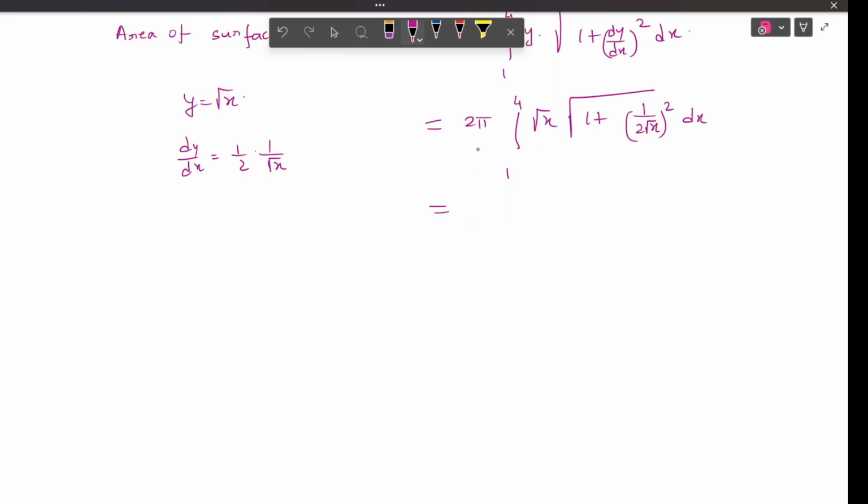So ultimately it would be pi. 1 by 2 and 2 will cancel out. Integration 1 to 4. And if you take the root x into square root, it will be root x square. Okay, it will be x, and here you have x. So ultimately you have 4x plus 1 dx.